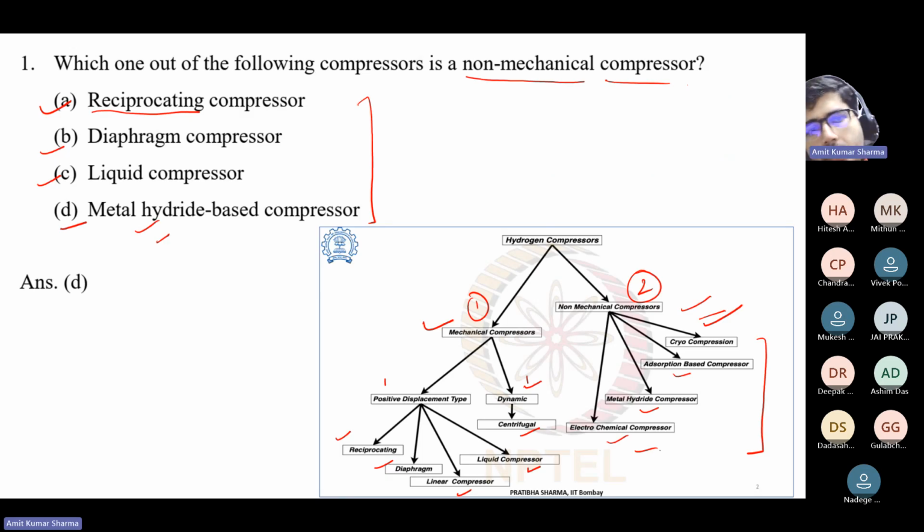So if you see this slide, in this you can see the types of compressor: mechanical and non-mechanical. Mechanical has positive displacement and dynamic. In positive displacement, there are reciprocating, diaphragm, linear and liquid compressors. Dynamic comes centrifugal. Okay. So basically, what is the meaning of positive displacement?